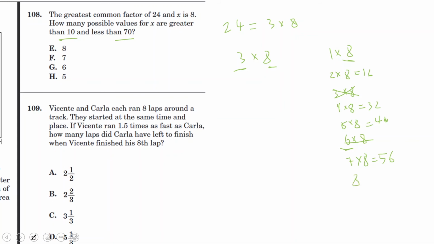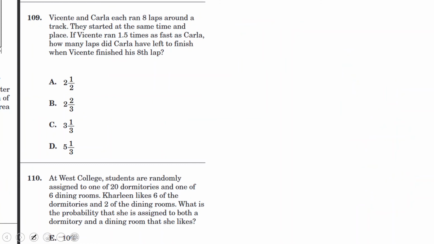Then we got 8 times 8, which is 64. Then we get 9 times 8, which is 72. So 72 is greater than 70, out. So we got 16, 32, 40, 56, 64, 5, H. Moving on. We're almost done.